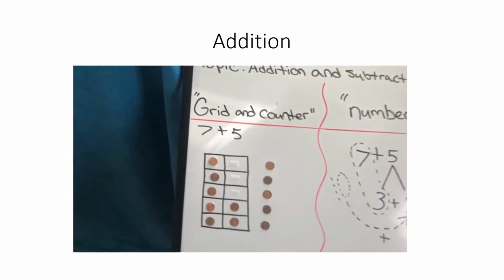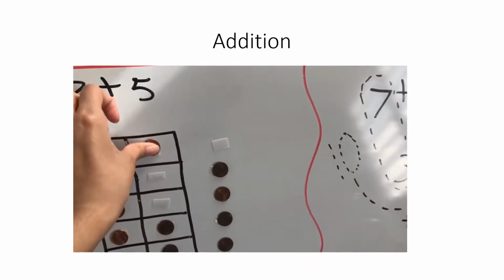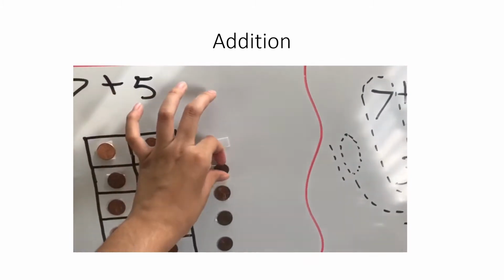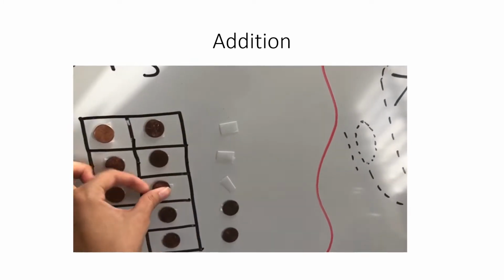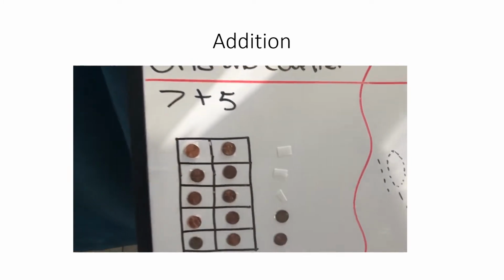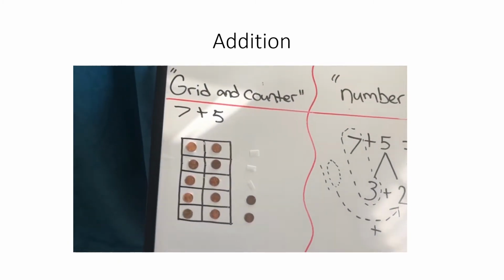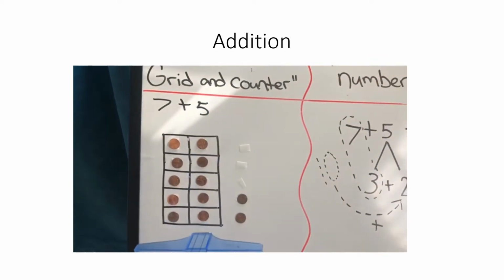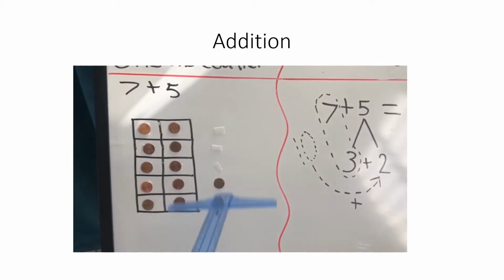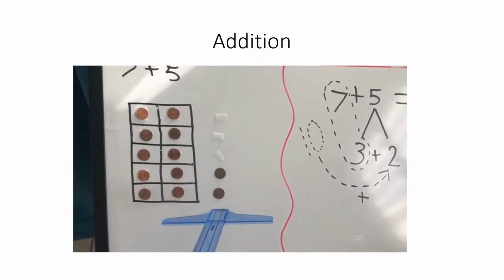Okay, so that means that I need to move 3 pennies to the table. I need to make sure that the table is completely full. Okay, perfect. So I have my table, it's completely full. I have 10 squares. So now that I have 10 squares, how many pennies do I have left? I have 2. Okay, so I have 2 pennies left.